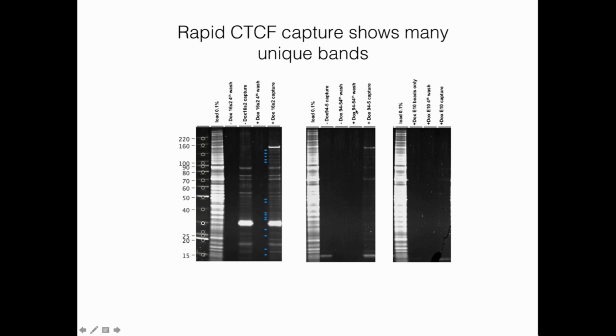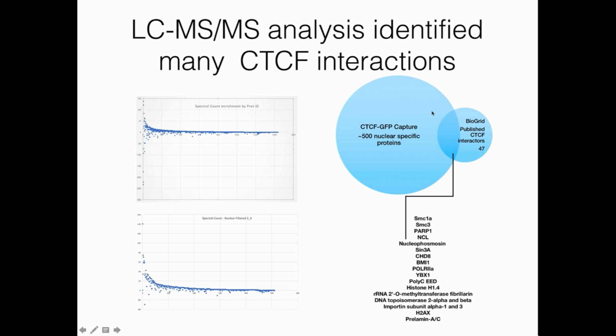When we do mass spec analysis here, we identified many CTCF interactions. We had about 500 nuclear-specific proteins. And if you go into the databases, BioGRID has published 47 CTCF interactors, of which 20 overlap with our pull-down experiment. And this is all preliminary. These are the proteins here, the 20 that overlap between these two.